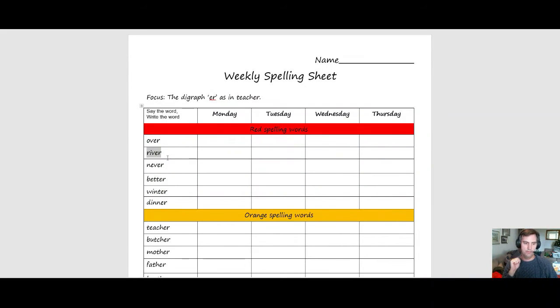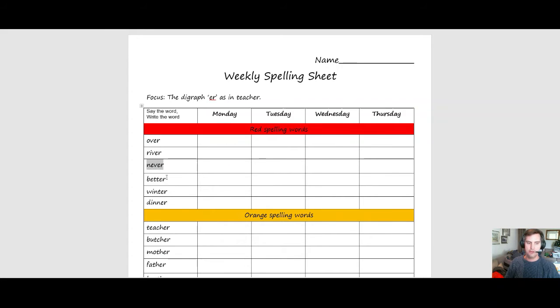Okay, so river. It's got four sounds. R, I, V, and ER. Tricky part for someone else to remember, again, would probably be the digraph, and also just remembering that the I sound is I. If you came to me in class and asked me how to spell it, I would say, oh, river, R-I-V-E-R.